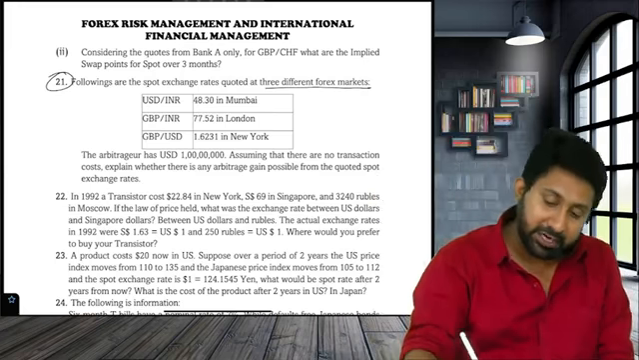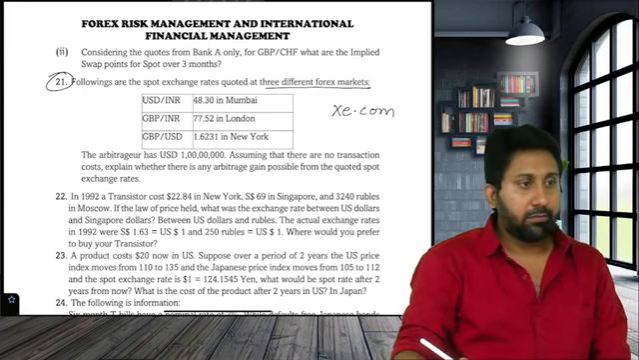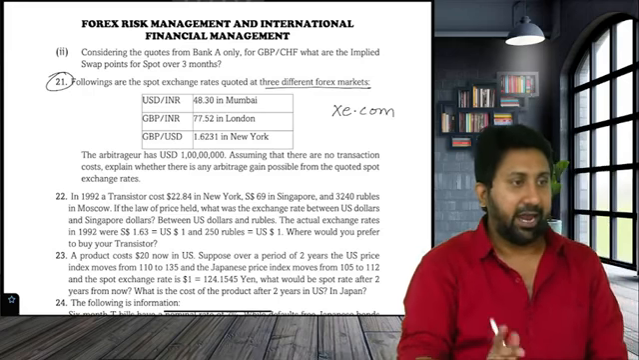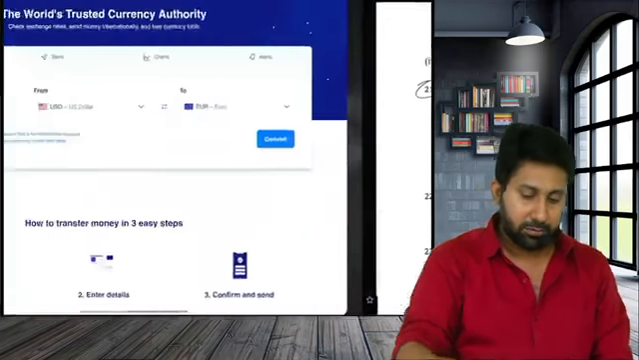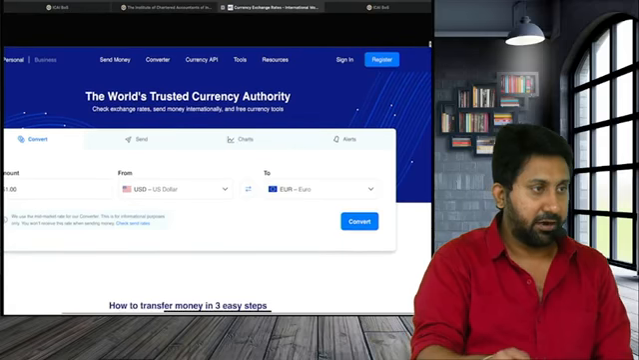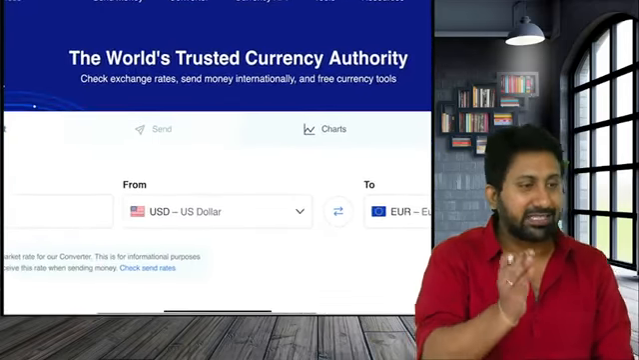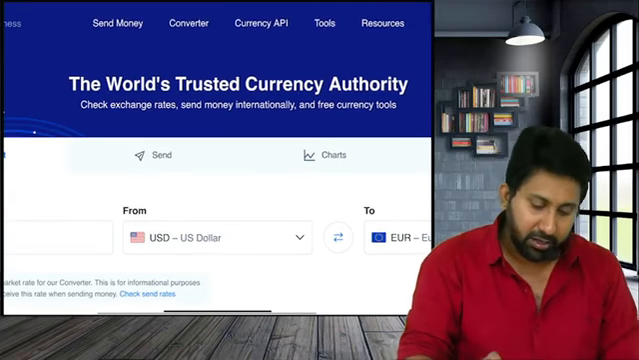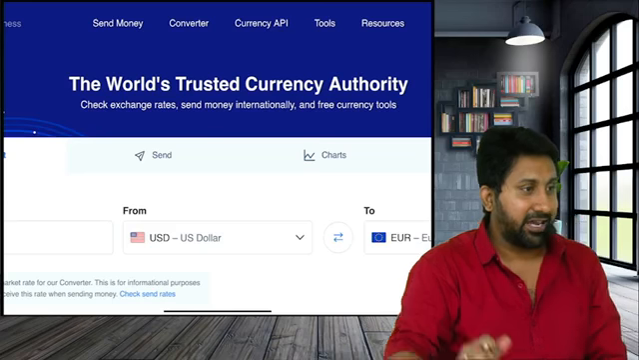Okay, that website is xe.com. See here, this is the one, xe.com, the exchange website. World's trusted currency authority, check exchange rates.